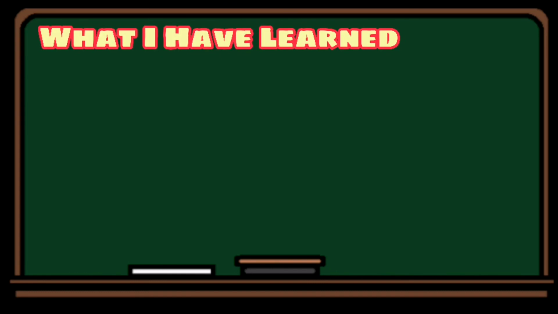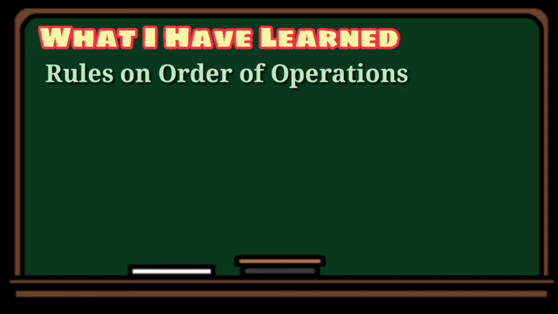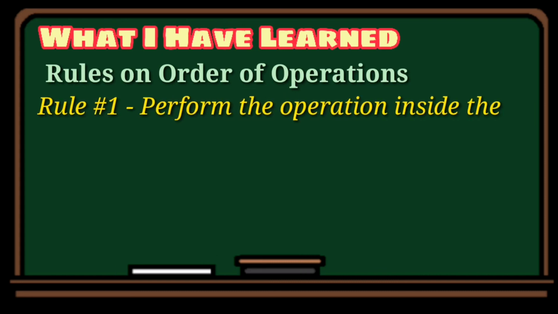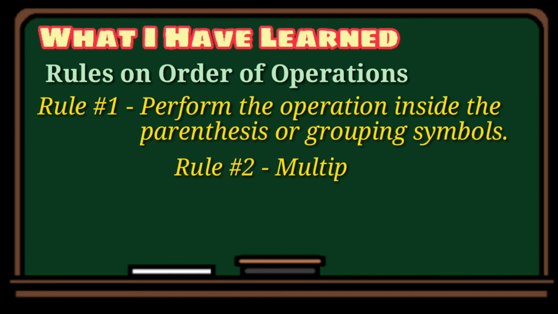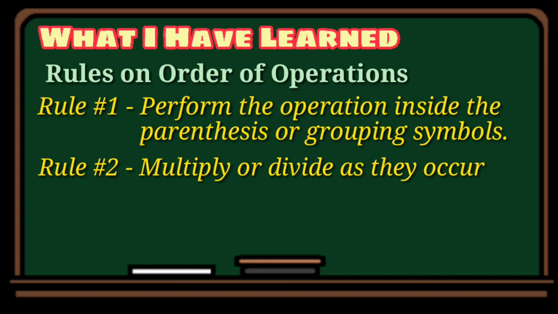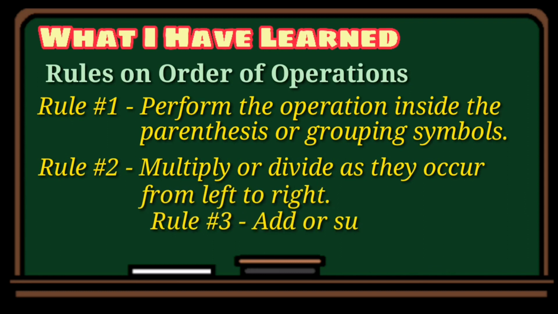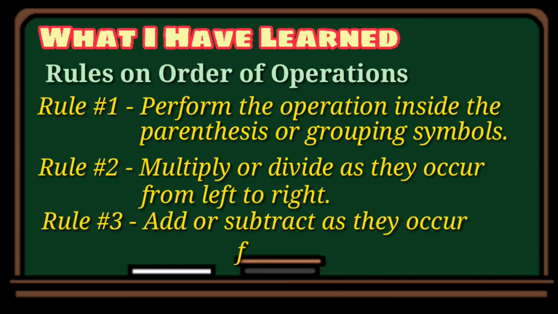What have you learned today? In order to solve problems involving more than two operations in whole numbers, we should follow a certain rule on order of operations. These rules are as follows. First, do the operation inside the parentheses or grouping symbols. Rule number 2. Multiply or divide as they occur from left to right. And rule number 3. Add or subtract as they occur from left to right.